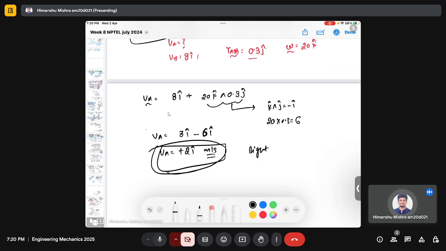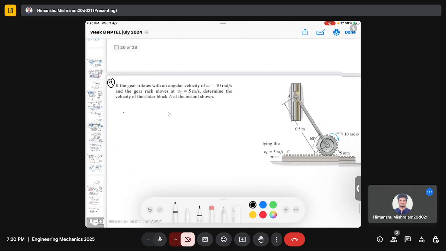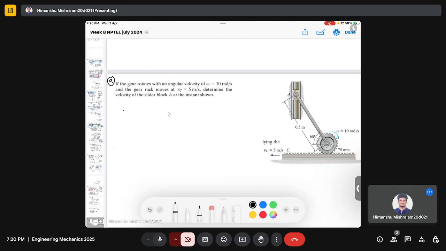So let's move to the next problem. In this we have, if the gear rotates with an angular velocity of omega 10 rad per second and the gear rack moves with velocity at C, which is 5 meter per second, determine the velocity of a slider block A at the instant shown. So this is a similar problem. Because we already know the equation, we can identify what equation we need. And now we also know the points.